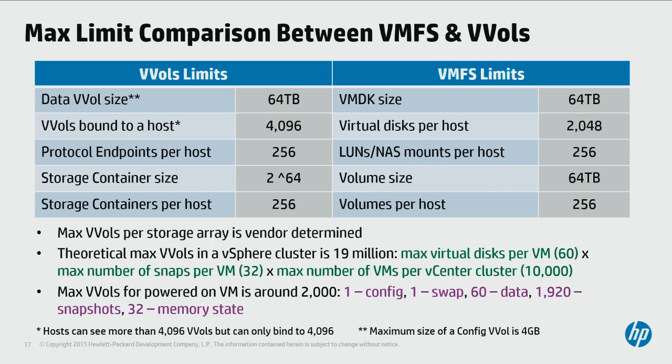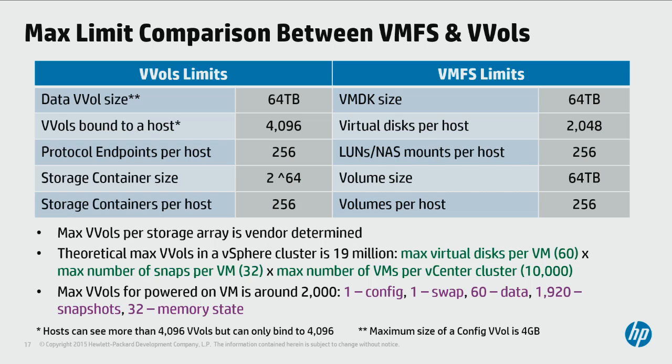The max VVols for a powered-on VM, so a single VM, can be up to around 2,000 VVols. The math on that is you always have one config, you always have one swap. You can have up to 60 data, based on the number of virtual disks that you can assign to a VM, which is 60. Up to 1,920 snapshots, and that's based on the 60 disks versus 32 snapshots. Multiply those together. And then up to 32 memory states for when you take snapshots.